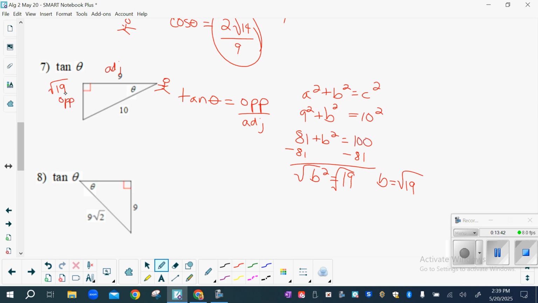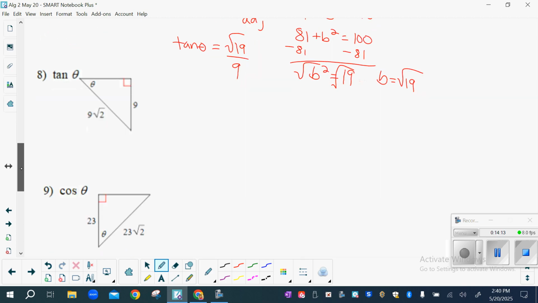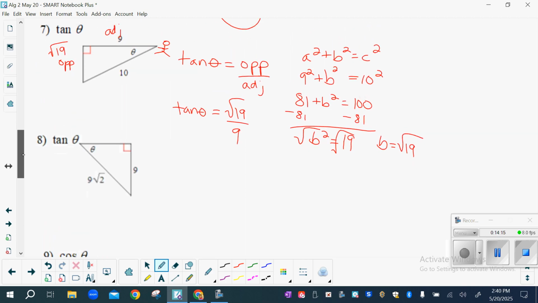We are finding the tangent of theta. The opposite would be square root 19. The adjacent would be 9. Do we need to simplify that anymore? No. Nope, we're done. Yeah, you can't on 19. You want to if you can, but we're leaving it exact, unless it's a number that's a whole number. Okay, we'll do one more, and then I'm going to have you do number 9.